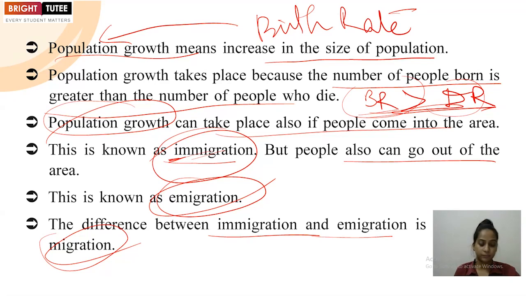a lower death rate. Then we talked about migration. We have discussed how it is divided into two parts. Those who are coming inside our country, we have taken as immigration, and those who are going out, we have taken as emigration.